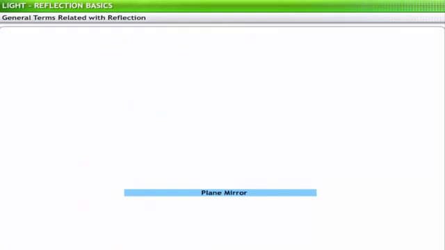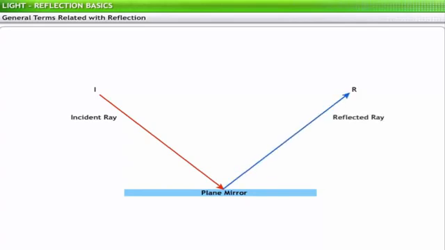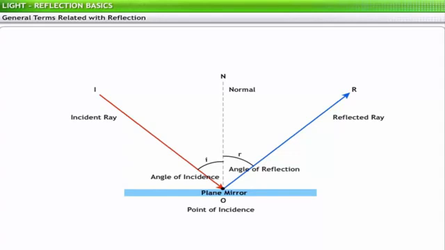Let us examine the phenomenon of reflection and the terms related with it. An incident ray is a ray of light incident on an object or a reflecting surface. A reflected ray is a ray of light that bounces back from a reflecting surface. The point of incidence is the point of an object or a reflecting surface at which a light ray is incident. Normal is an imaginary line drawn at the point of incidence, perpendicular to the reflecting surface. The angle of incidence is the angle between the incident ray and the normal, and is denoted by I. The angle of reflection is the angle between the normal and the reflected ray, and is denoted by R.